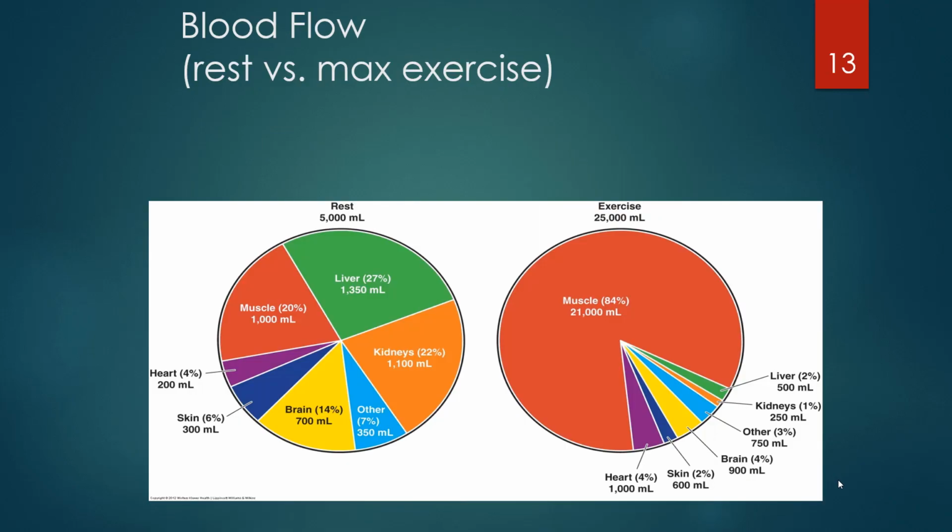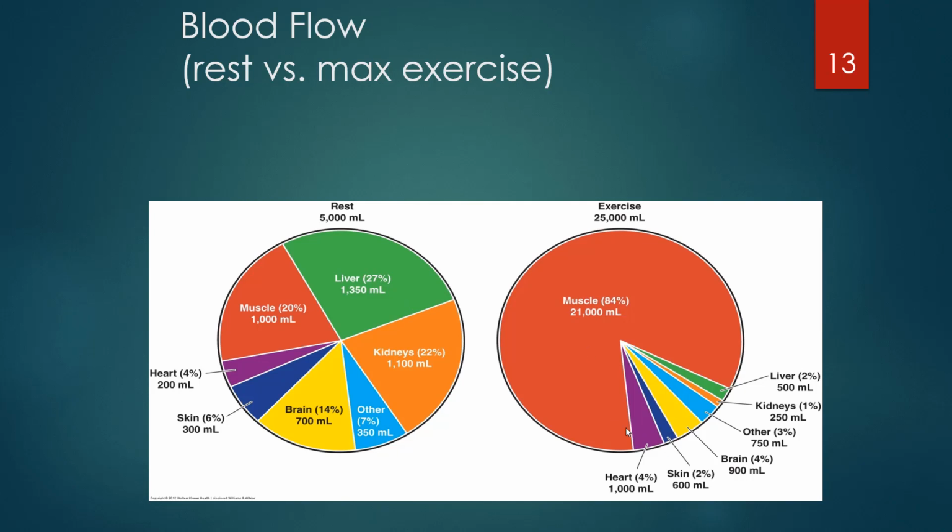So as far as blood flow redistribution, this is a pie chart showing blood distribution at rest, and this is maximal exercise. So there's a couple of key points I like to point out on this slide. First is, at rest, we get this nice, pretty relatively even distribution of blood flow to different organs. So some going to muscle, kidneys, brain, heart, skin, liver. But look how all this changes as exercise intensity goes up.